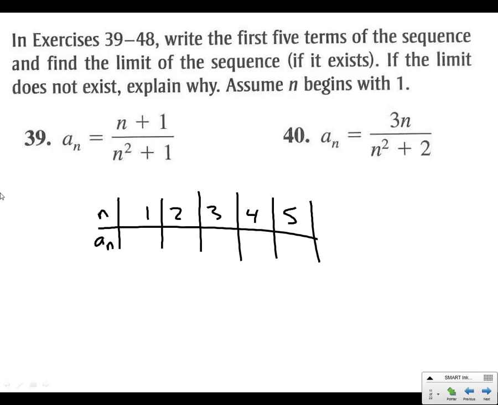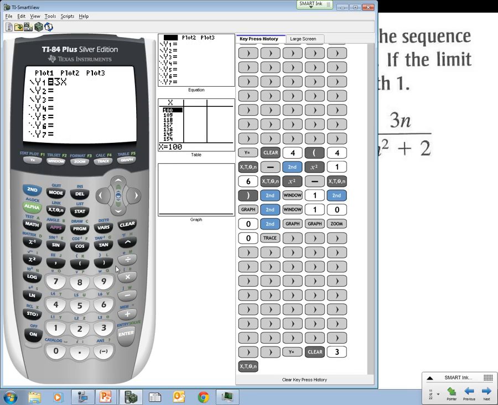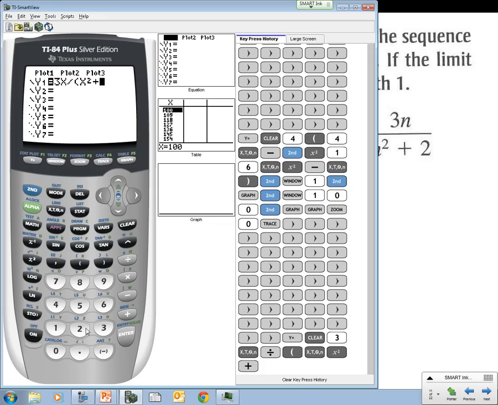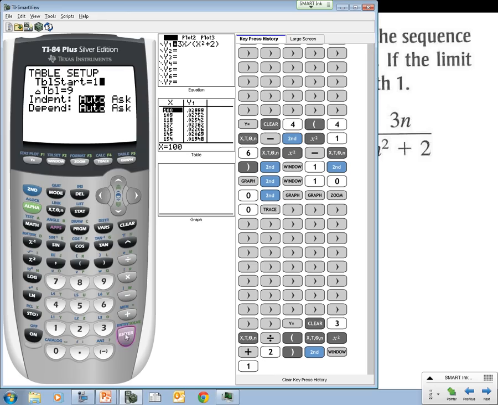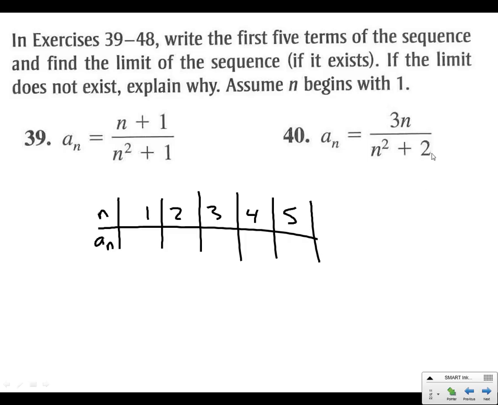And you know what? Let's do this on the table just to save a little time. Y equals 3n, or x in the calculator's case, over x squared plus 2. And we'll start at 1 and count by 1s. And let's see what the table says. So 1 is 1, 2 is 1, and then 3 is 0.8, 4 is 0.66, and so on and so forth. All right.